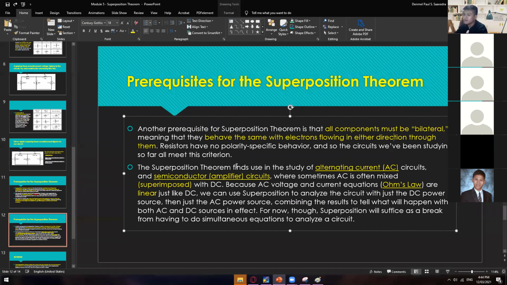And then superposition theorem can also be used when it comes to AC or alternating current, and also with semiconductor amplifier circuits. So yes, they are also usable, where sometimes AC is often superimposed with DC. Again, in using the superposition theorem, Ohm's law is your main computation, your main solution, to solve for the unknowns.